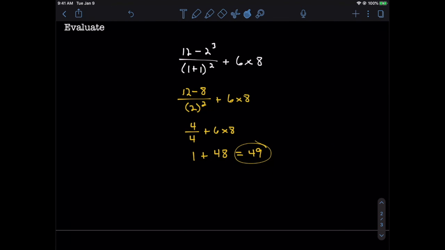So the lesson of the day here should be that breaking things down into smaller pieces is a good thing. Don't overwhelm yourself immediately by looking at this and going, I need to do all of this at the same time. You don't. Break it down into smaller, easy parts, and then start combining your answers all together. The only thing you really need to make sure of is that you do any exponents before you do multiplication or division, and you have to do multiplication or division before you do addition or subtraction.